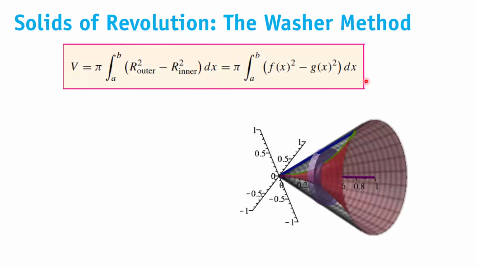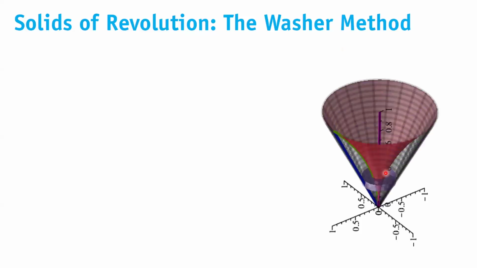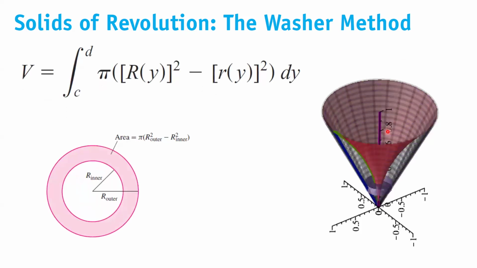As you can see, the cross-section or washer is rotated about the y-axis. So in that case, the volume can be calculated as the integral of pi times R of y to the second power minus r of y to the second power. Here, R of y is the larger radius, and this one here, r of y with a small r, is the smaller radius or inner radius.